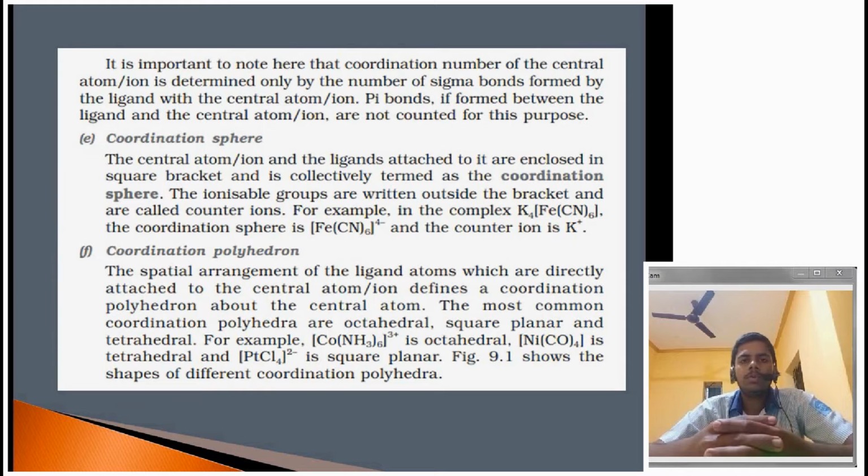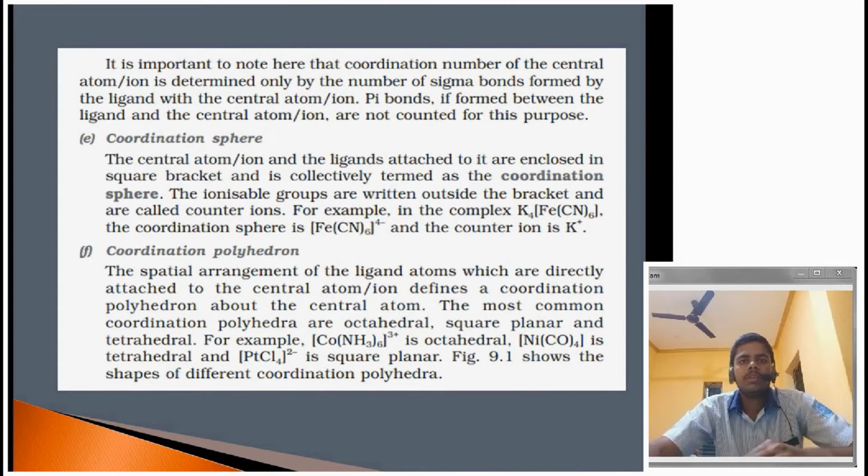It is important to note here that the coordination number of a central atom is determined only by the number of sigma bonds formed by the ligand with the central atom. Pi bonds, if formed between the ligand and the central atom or ion, are not counted for this purpose.